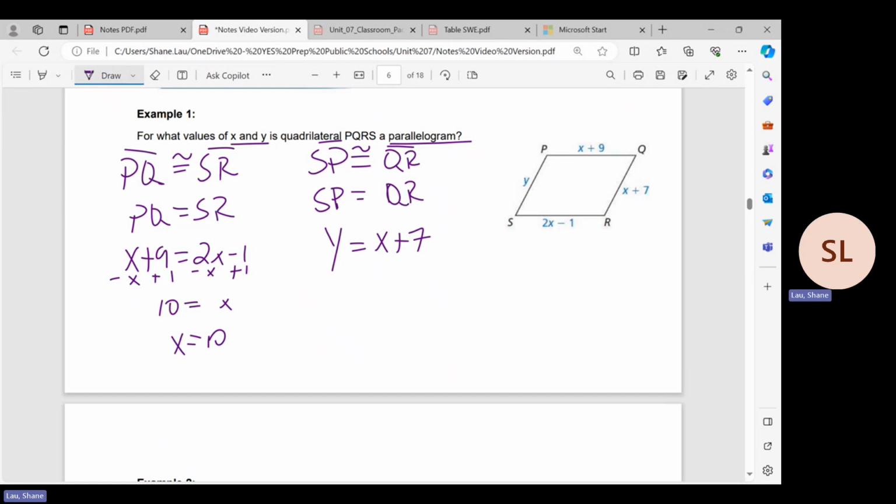Apologize. But then from here, we're going to take that x value and plug it into our other equation. So that now we're just looking for y and not looking for x. So y equals 10 plus 7, and y must be 17. And that's pretty easy. Okay. Pretty simple.